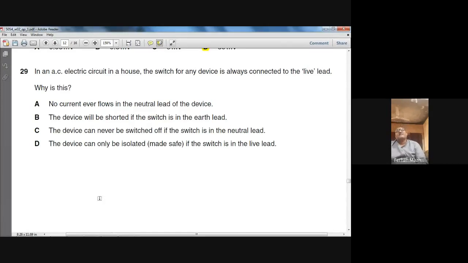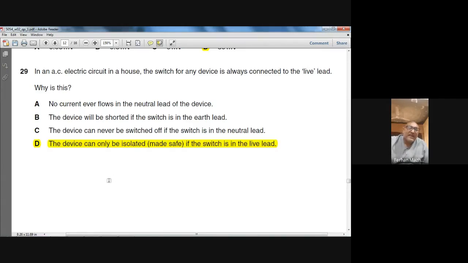Maybe the device will be shorted if the switch is in the earth lead. No, the device can never be switched off if the switch is in the neutral lead. The devices will be off, but they will not be disconnected from the live current. The device can only be isolated, made safe, if the switch is in the live lead. This D is the right answer. This is the proper wording.